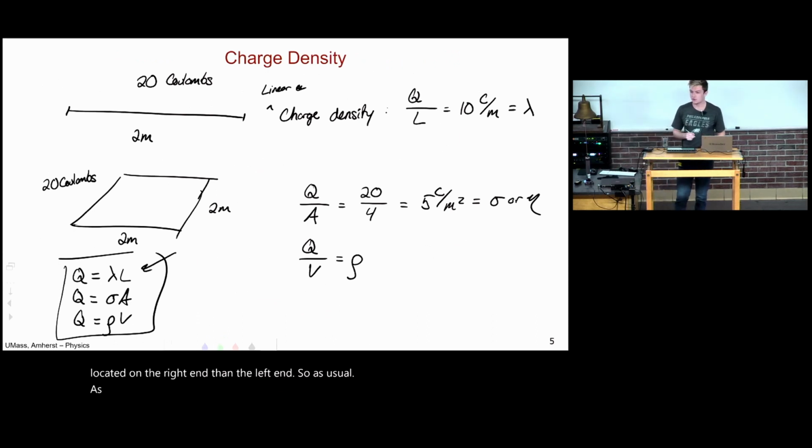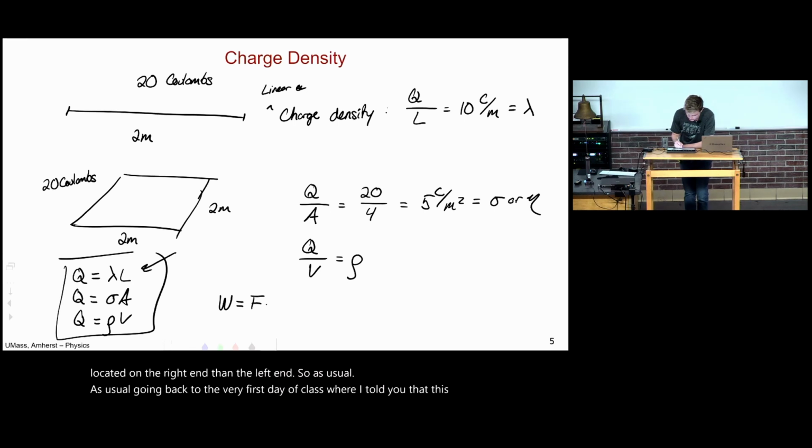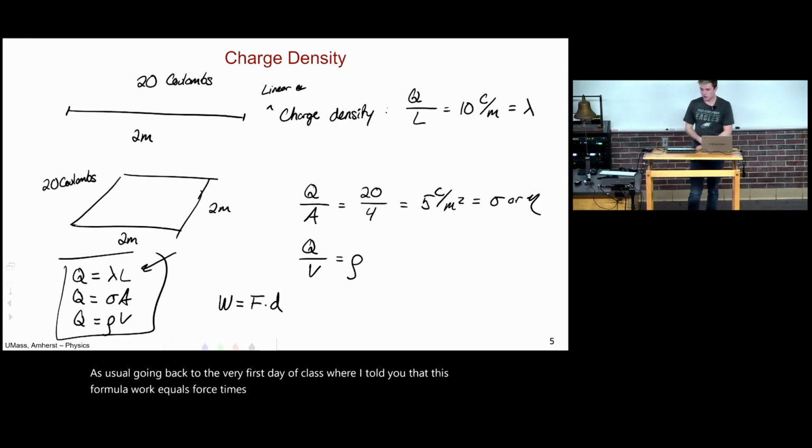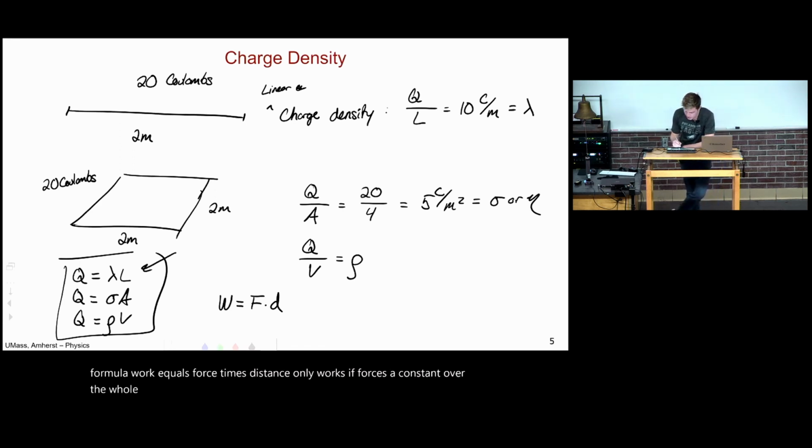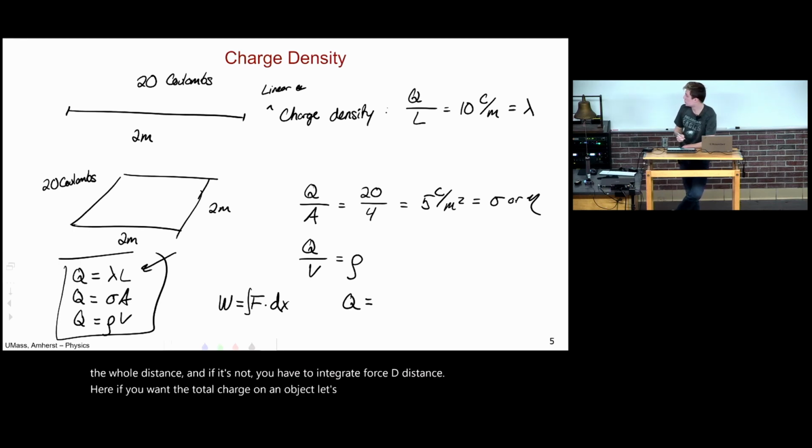going back to the very first day of class where I told you that this formula, work equals force times distance, only works if force is a constant over the whole distance. And if it's not, you have to integrate force d distance. Here, if you want the total charge on an object, let's say a line, which doesn't have a constant lambda, you need to integrate lambda dx.